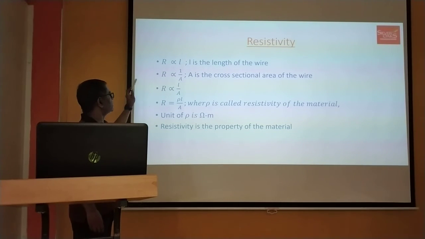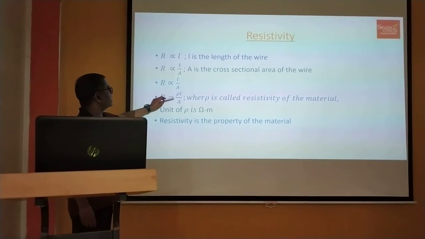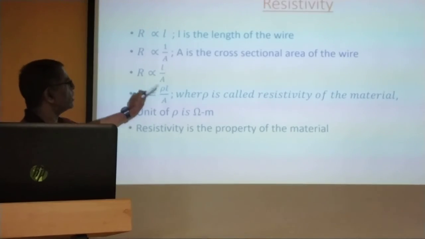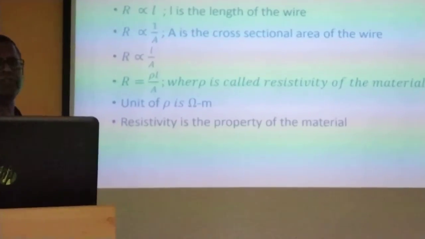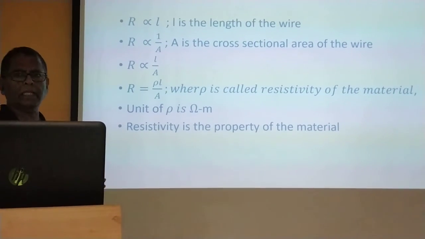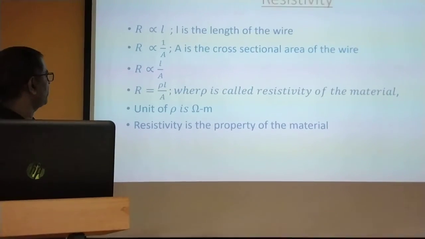So this also we can write resistance equal to a constant multiplied by length divided by A. Now note this Greek symbol. This rho is called resistivity of the material. So it is a property of the material. If you take copper, resistivity is different, nichrome resistivity is different, and other materials resistivity will be different.